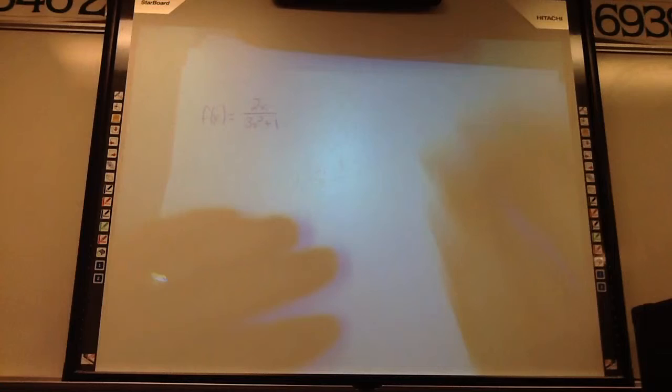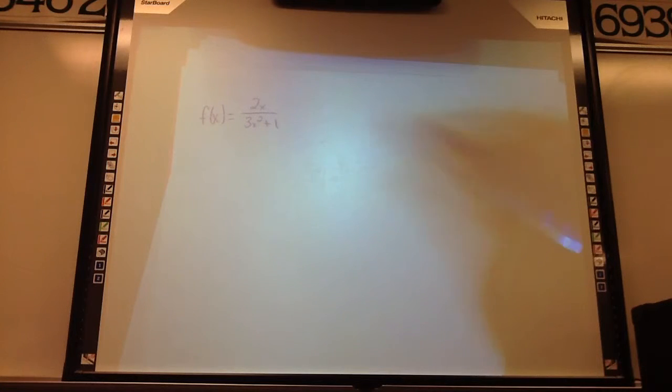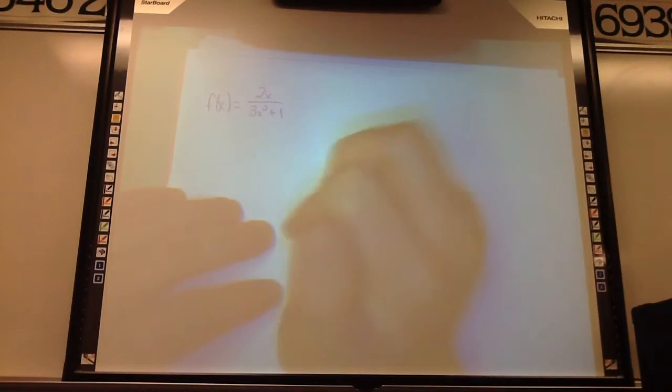So let's find our vertical asymptotes, and you're going to find if there are any horizontal asymptotes. Tomorrow you'll learn about slant asymptotes. Not today. Just vertical and horizontal today. So this one will probably have vertical and horizontal asymptotes, maybe. Okay, let's find the domain.